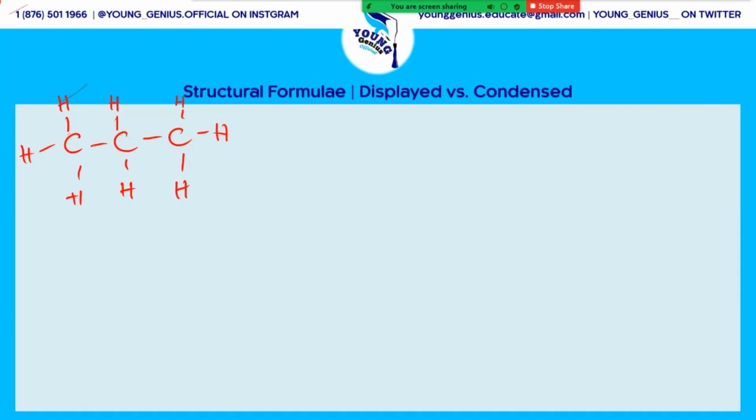So if you count 1, 2, 3, 4 to this carbon atom, there is also 1, 2, 3, 4 for this carbon atom, and 1, 2, 3, 4 for this carbon atom. All right. So you can tell that that's correct. You can also use this to check if your answers are correct sometimes.